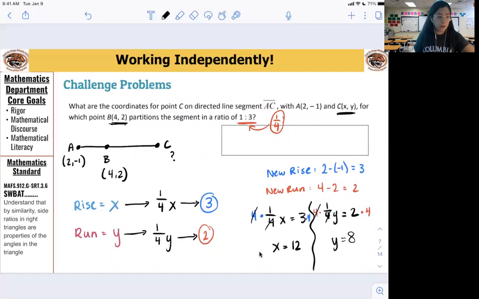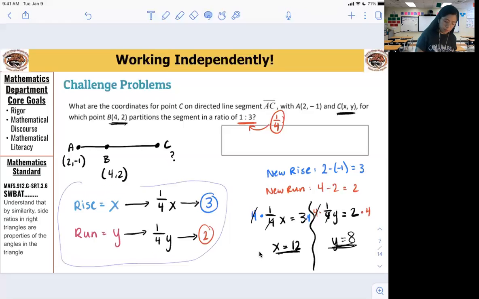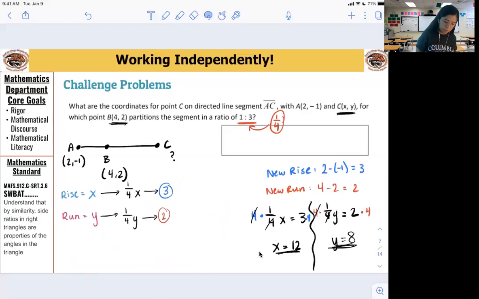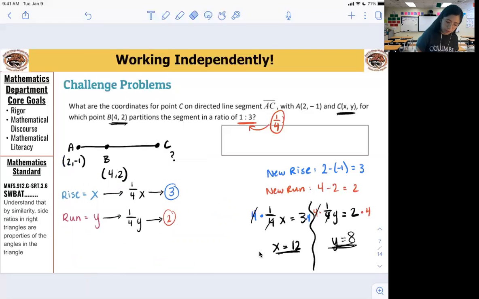So now I have my x and my y. Now I know my rise and I know my run. So based on that, I can find c because now I can add those numbers to the x and the y value of a. So let me just move this up a little bit. Okay, let me circle this all nice.